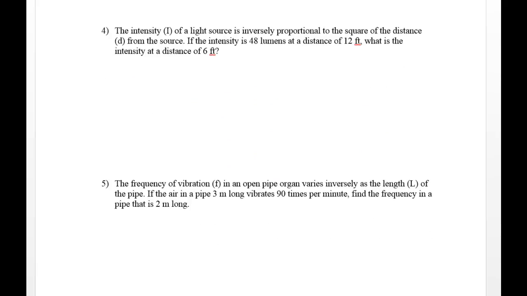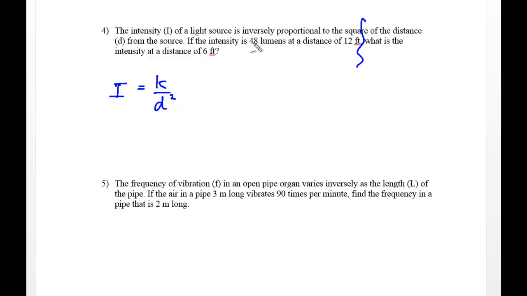Alright, so now we have another problem here, and it looks like they have a square of the distance in this problem. Notice the word square. The intensity of a light source is inversely proportional, so there's my inverse, to the square of the distance from its source. So the first sentence sets up the equation. Then the first half of the second sentence gives us our ability to solve for k.